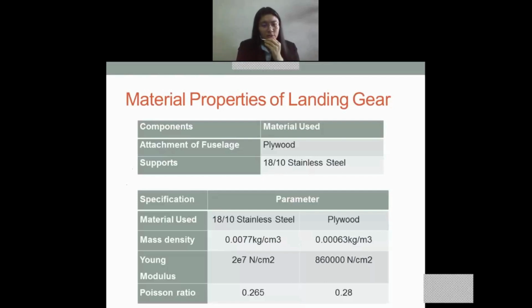There are two components, which are the attachment of the fuselage and the support. The material used for the attachment of the fuselage is plywood, and stainless steel for the support. And this is the specifications and parameters for both materials.